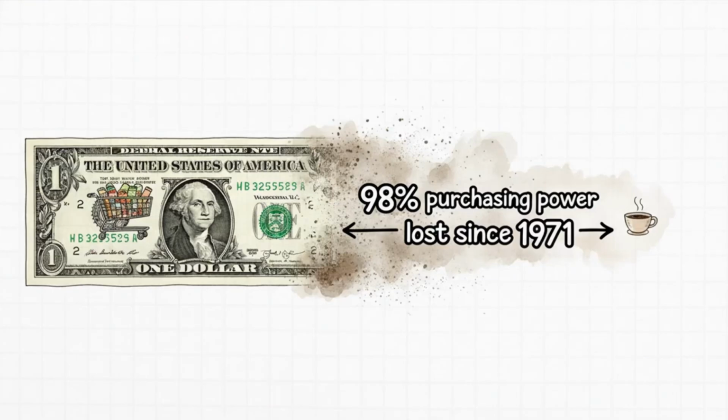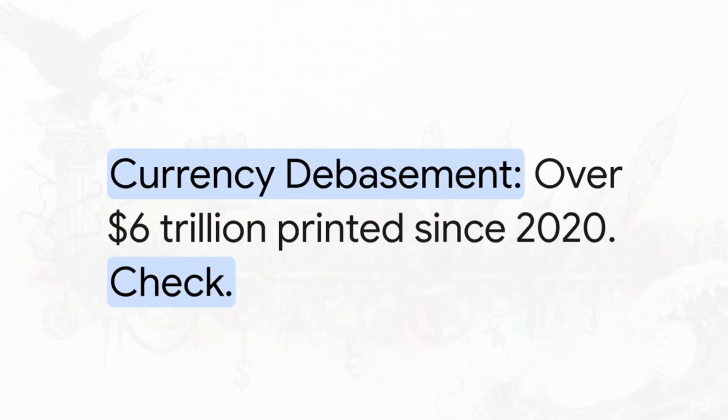And that, of course, leads right into Stage 2, currency debasement. In 1971, the United States dollar was taken completely off the gold standard. Since just 2020 alone, over $6 trillion have been printed out of thin air. The dollar has now lost 98% of its purchasing power. See, we're not mixing copper into silver coins, we're just creating currency with a keyboard. So for stage 2, another clear check.